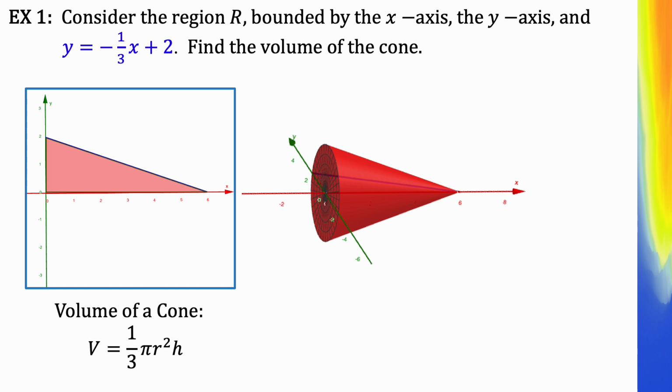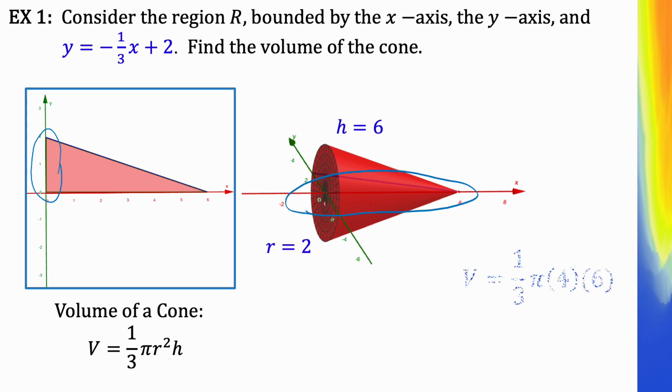Now, we know the volume of a cone from geometry is 1/3 pi r squared h. The radius of our cone is the height of the function right there, the radius of the base, and the height is 6. There's the height of the cone right there. So we can calculate the volume to be 8 pi units cubed. Okay, cool.